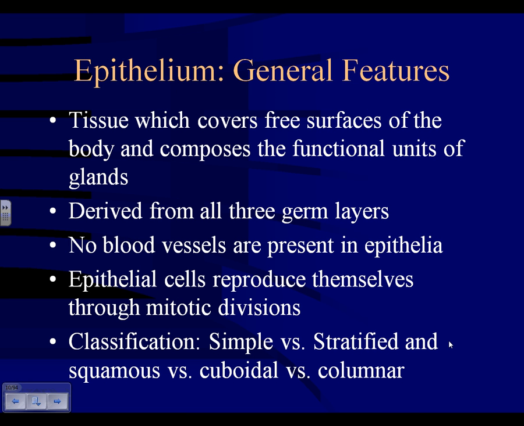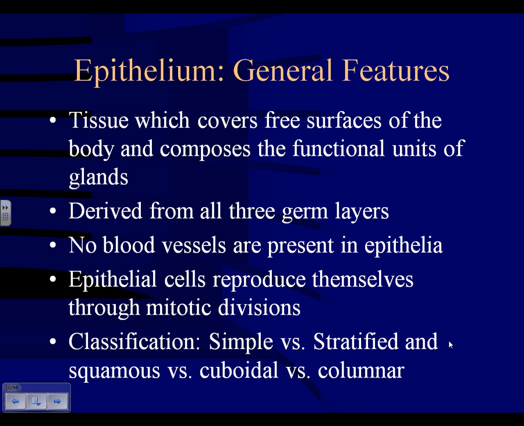Okay, so again, talking about the epithelium. What is it? It's what covers the free surfaces of the body and composes the functional units of glands. It's derived from all three germ layers. It depends on where it is. No blood vessels are present in epithelium. So the epithelium has to be nourished by vascular flow from below, from that connective tissue. We'll talk about that a little bit later. But there should be no blood vessels present in the epithelium itself. Epithelial cells reproduce themselves through mitosis.